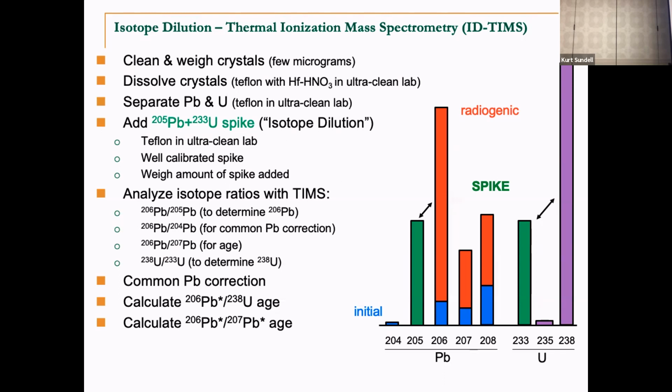So now we can go in and analyze these ratios with TIMS. We're going to measure the 206 to 205 ratio. We're going to measure the uranium-238 to uranium-233 ratio. If we know how much spike we've put in, we can then use those ratios to back-calculate the real amount of each one of these isotopes. So this is the ultra high precision way to do these analyses. We can get down to uncertainties on the order of 0.1%, which is pretty amazing.